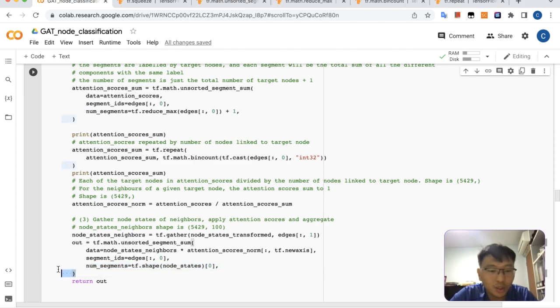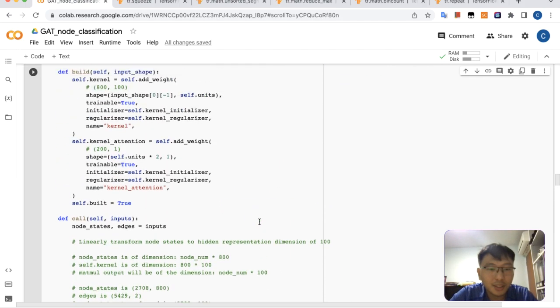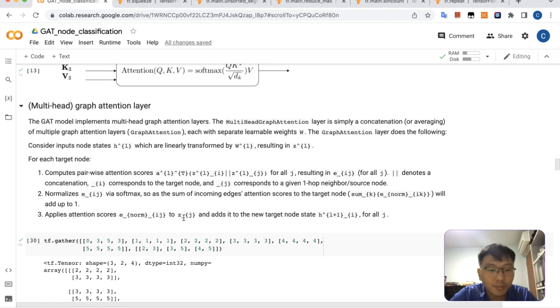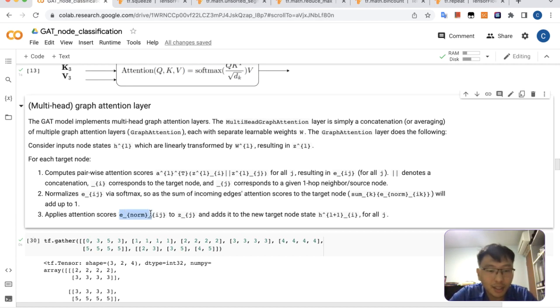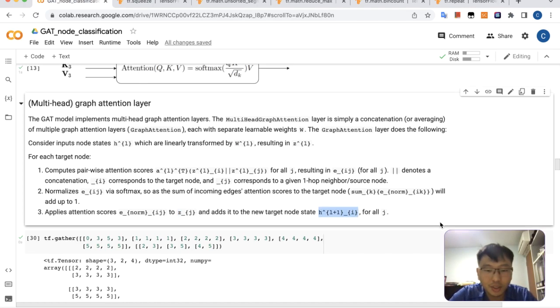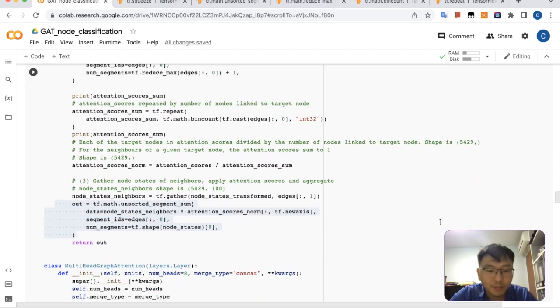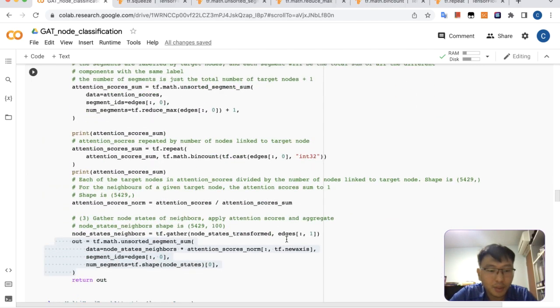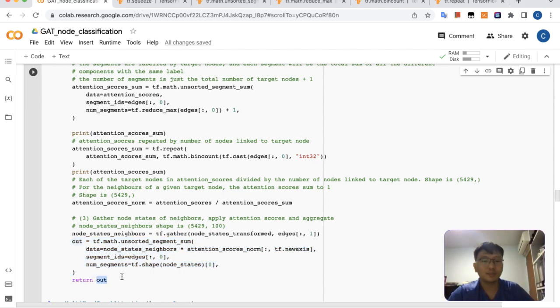So this whole code just aggregates the attention scores of the neighbors like this. We apply the attention scores to the hidden state vector, and then we add it to the new node state for all of the nodes. So this is how it looks. Where was it? Yeah, here. And then we return this aggregation. Okay, that was a difficult thing to understand. I think I get it now.